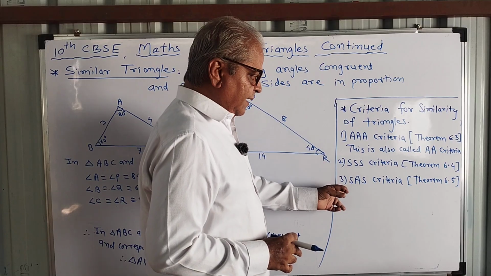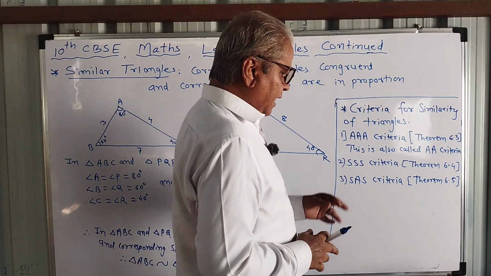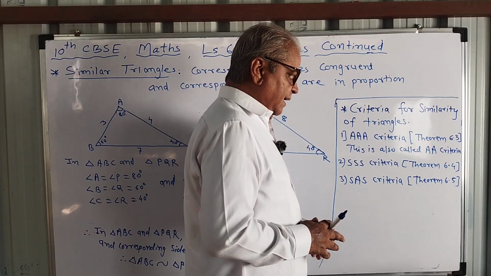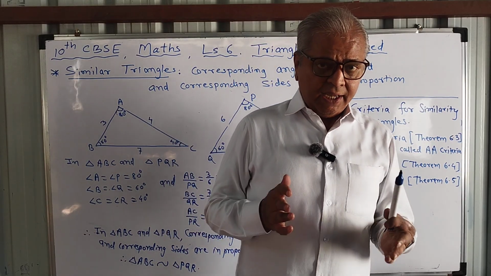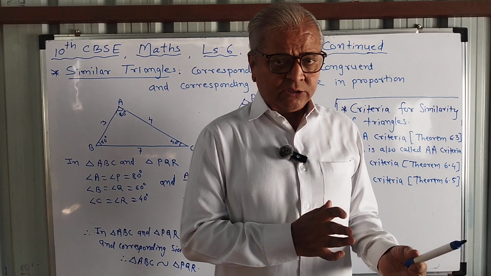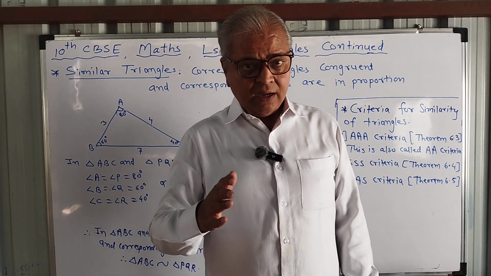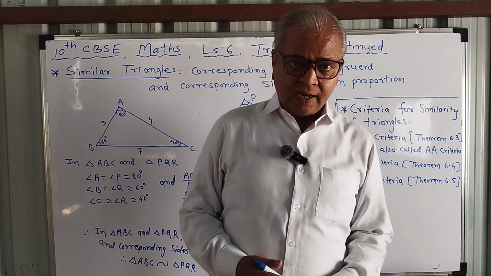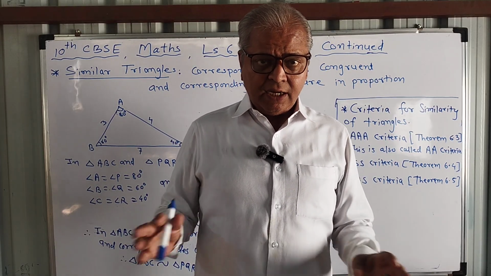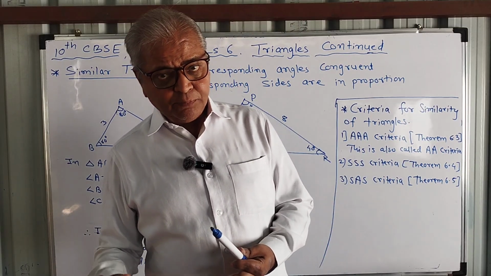There are 3 criterions. First is the AAA criteria, and this is also known as the AA criteria. What is meant by AAA criteria? See, we will consider only 3 angles. If 3 angles of one triangle are congruent with 3 corresponding angles of another triangle, then the sides are automatically in proportion. That's why there is no need to show the sides in proportion.